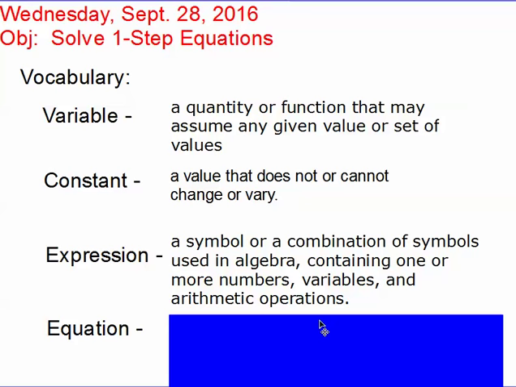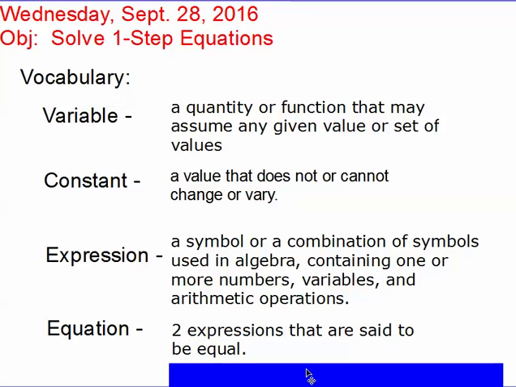And then last but not least, an equation. 2 expressions that are said to be equal to each other. So one thing equaling another. It's going to be what we call an equation because it's got the equal sign.